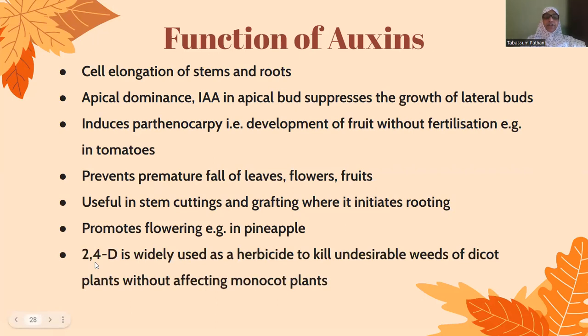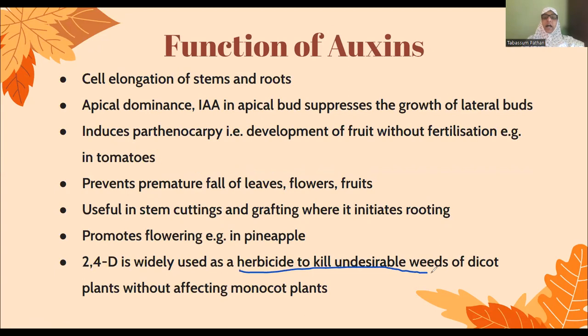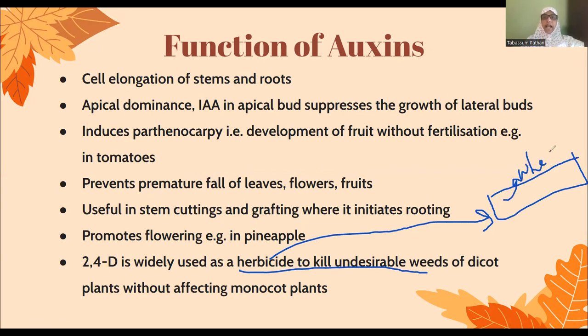Then the synthetic version, 2,4-D, is widely used as a herbicide, to kill undesirable weeds. What is a herbicide? A herbicide means you want to kill, you do not want growth of any other plants in an agricultural setup. So in a field, you are growing wheat crops, for example, and you do not want other plants, like in Hindi you say jungly plants type.